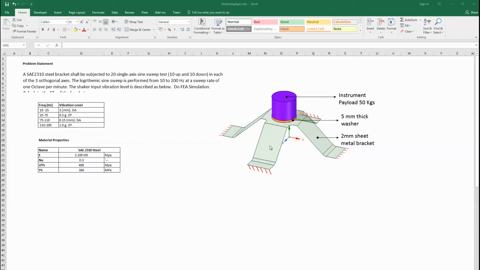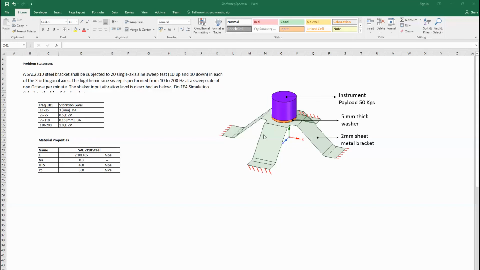This bracket is used to mount an instrument which weighs around 50 kg, and there is a washer used to connect the payload and the sheet metal bracket. The sheet metal bracket is made up of SAE 2310 steel.